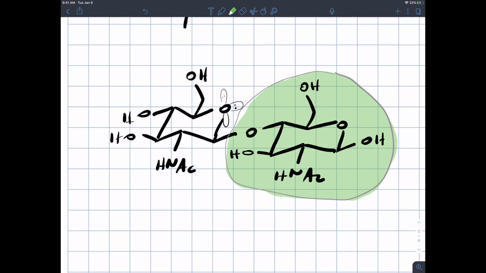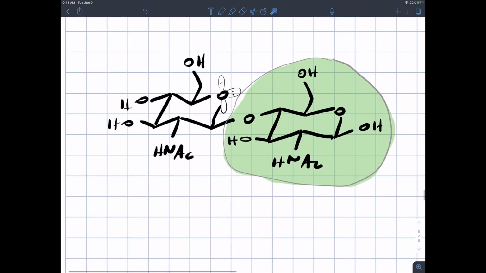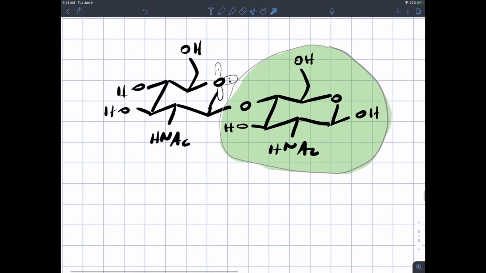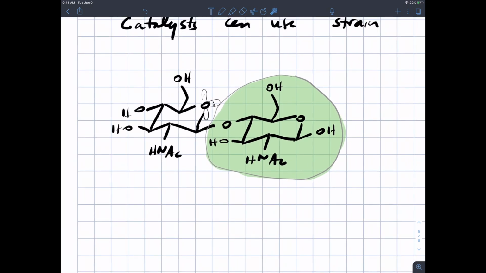They would line up perfectly if this was an alpha 1,4 linkage. Then the leaving group would be here, and it would line up great with the p-rich lone pair. As it is, you're never going to get any of these lone pairs anti to this leaving group. The best you could do is to try to tweak the ring a little bit to make this S-rich lone pair be more syn periplanar to the leaving group. And so that's what the enzyme does.